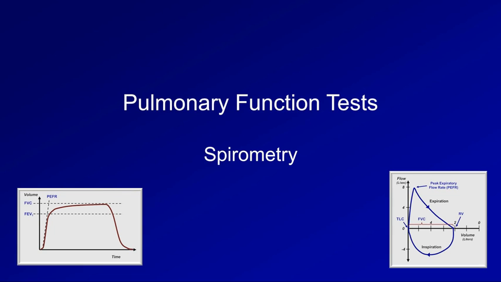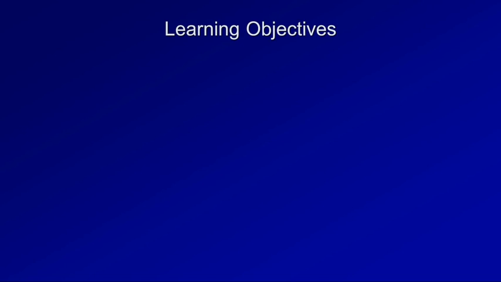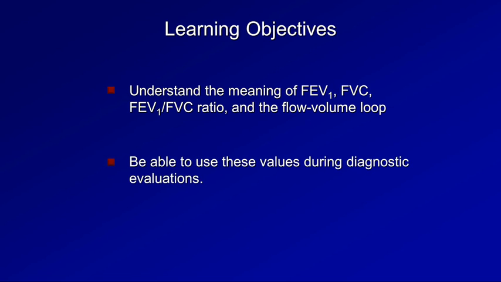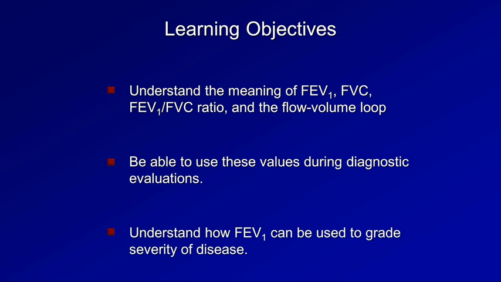This is the second video in this series on pulmonary function tests, and the topic is spirometry. The objectives of this video are to understand the meaning of FEV1, FVC, the FEV1 to FVC ratio, and the flow volume loop. To be able to use these values during diagnostic evaluations, and to understand how FEV1 can be used to grade severity of disease.